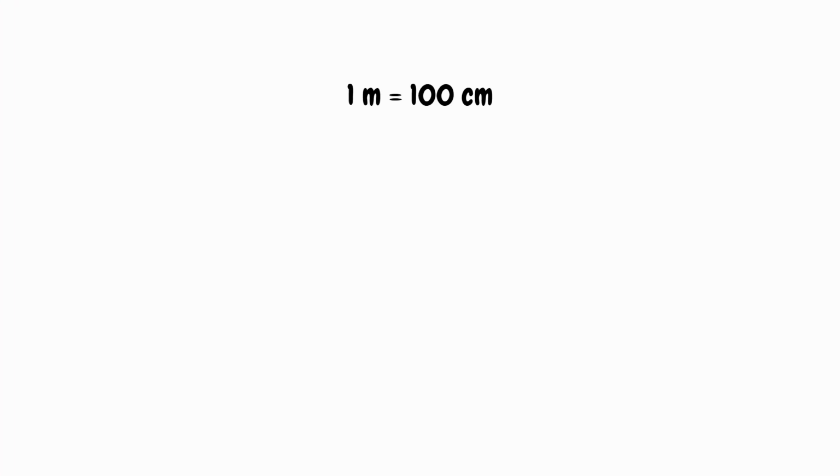So for this example, we're going to start with the length unit conversion, which we know that 1 metre is equal to 100 centimetres. And we can use this to find the area conversion from 1 metre squared to centimetres squared. So how many centimetres squared are there in 1 metre squared?